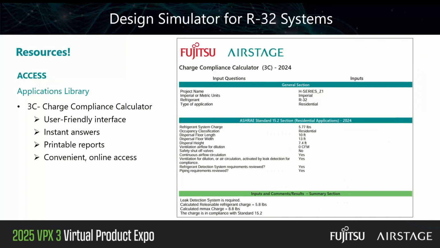So this is an example of the printable report, which again can be used for permanent record to make sure that your system charge is in compliance with the standards. And for example, if you're pulling a permit and you've got some inspector or inspectors that are savvy, that have caught on to this, they're informed and they want to see your work, no problem. You can hand this to them and provide proof that the charge is in compliance with standard 15.2.